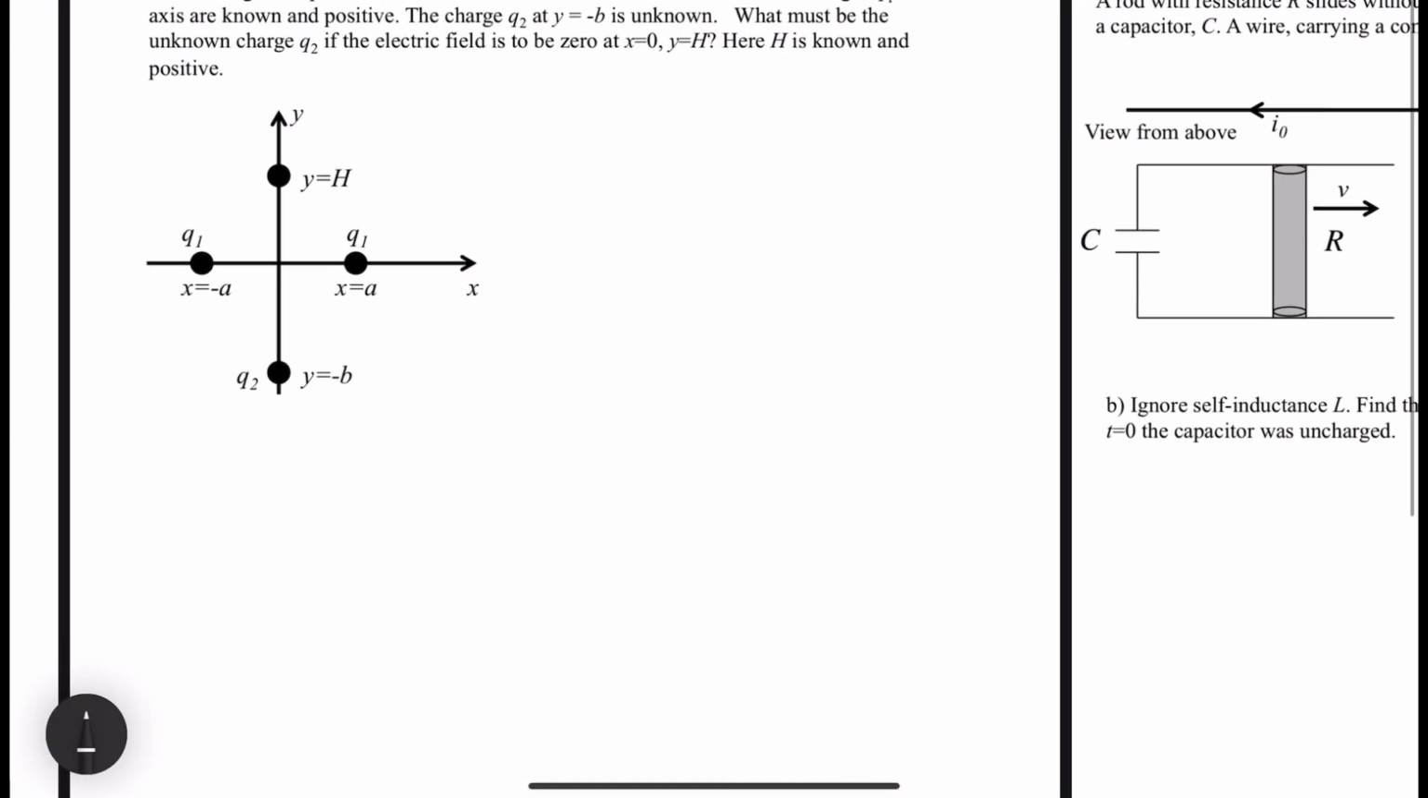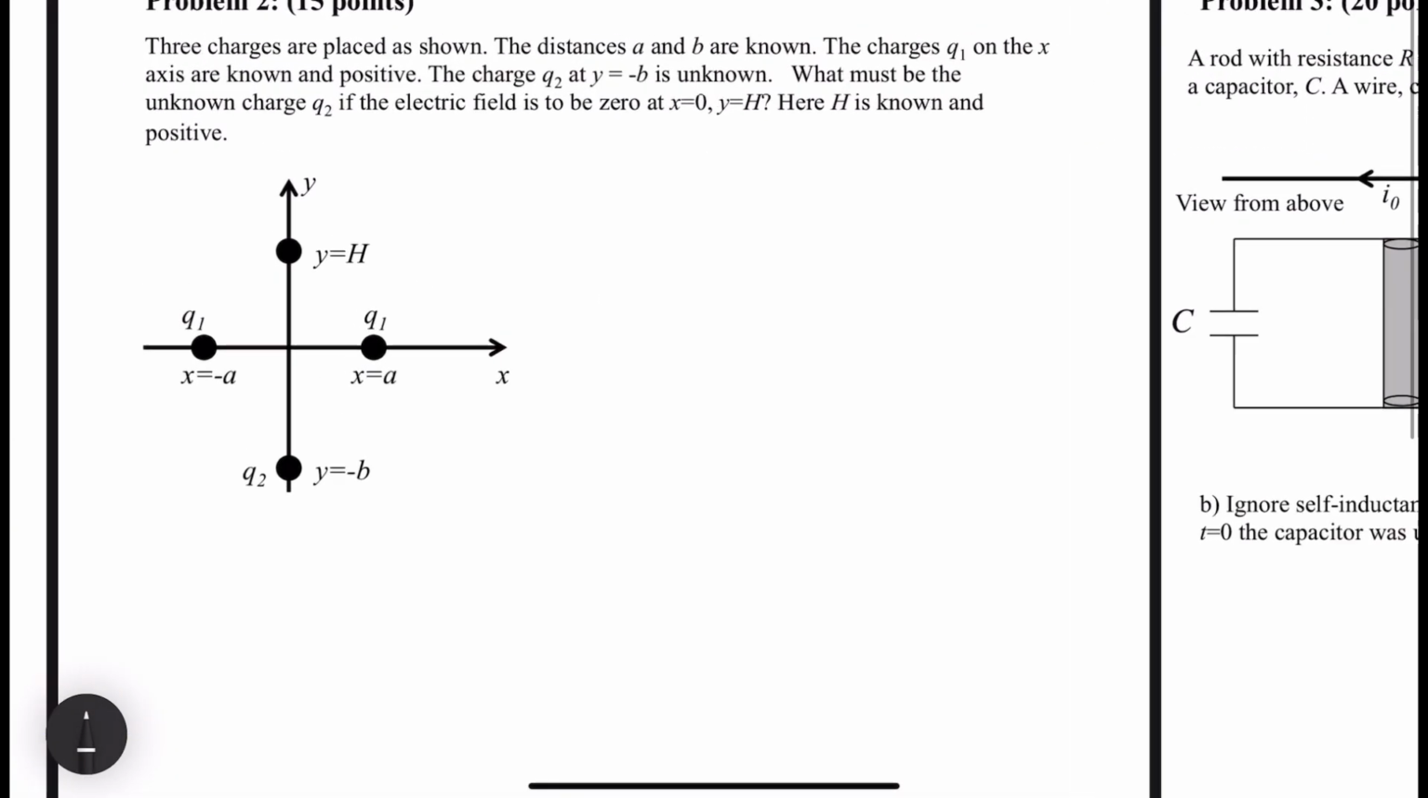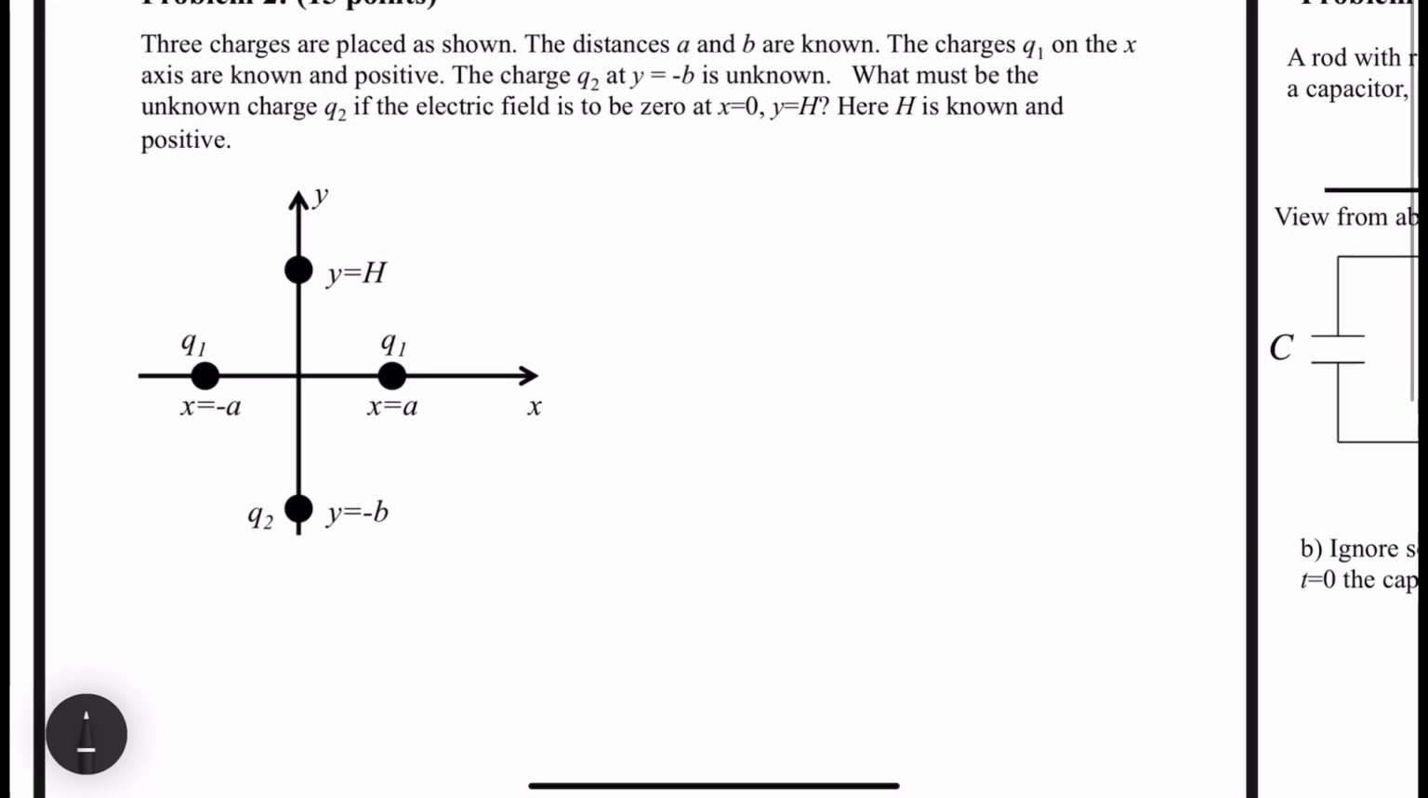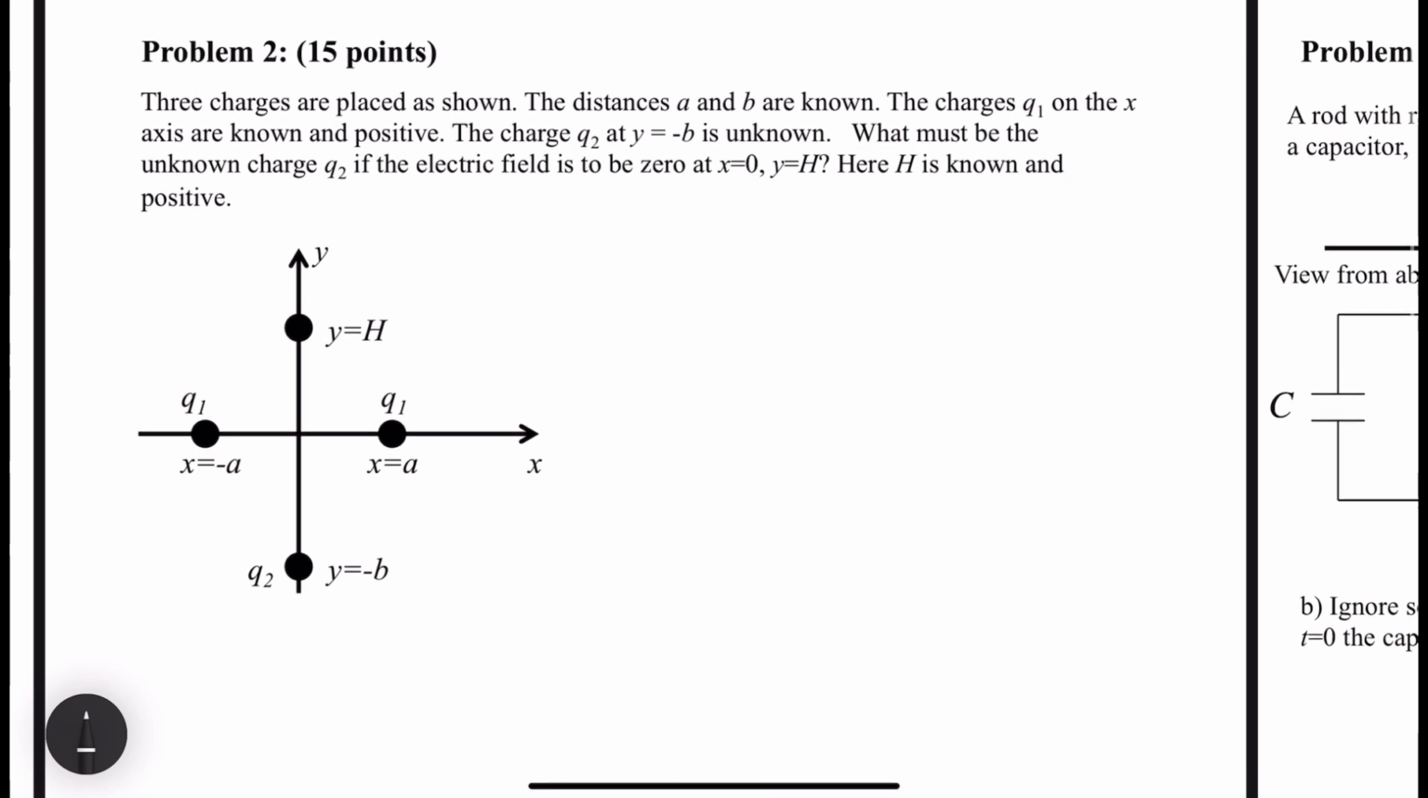So for number 2, we have a Coulomb's law problem. We have 3 charges that are placed as shown. Their distances a and b are labeled. The charges Q1 on the x-axis are known and positive. And the charge Q2 at the bottom is unknown. It's asking, what must be the unknown charge if the electric field is to be 0 at x equals 0, y equals h, where here h is unknown.